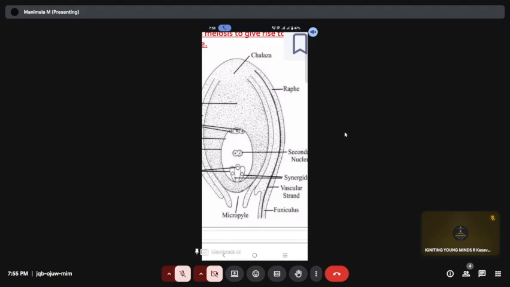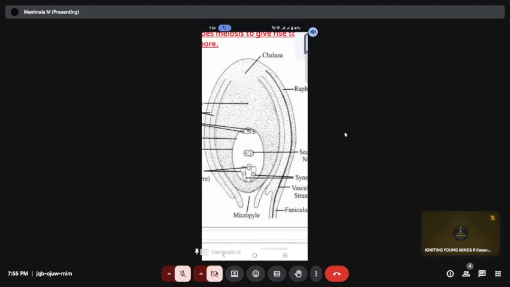R-A-P-H-E. Okay, what is hilum? The place of attachment of the stalk with the main body of the ovule is called hilum. In an inverted condition, the funiculus which is attached with the main body is known as raphe. And if you see the major part of the ovule, that is nucellus only.